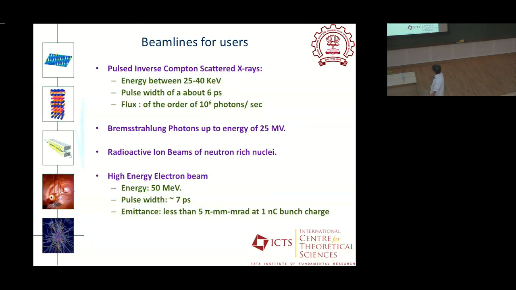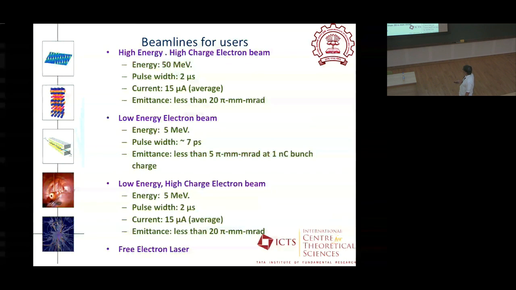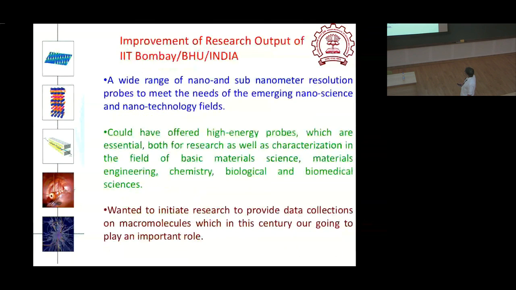We have a very good community in biological sciences, chemical engineering, and material science. It would have helped there. We could have had Bremsstrahlung photons up to 25 MV, and the head of NPD at that time had agreed that if we get this facility, they will develop a radioactive ion beam. Well, these are some of the things.